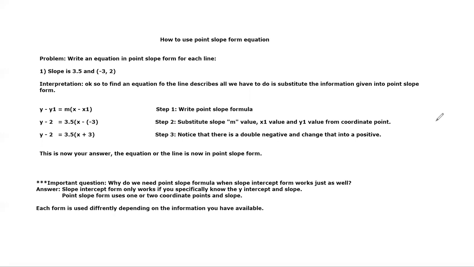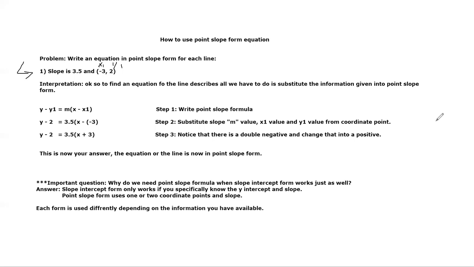Okay. Problem: write an equation in point slope form for each line. The problem that we have right here, the slope is 3.5 and the coordinate point is -3, 2. Before I do anything else, I'm going to just really quickly label these for my own sanity, because otherwise I forget. We have x1 and y1. How do I know which one to put? Well, I only have one coordinate point, so I'm only going to put x1, y1. I'm not going to label them x and y, and there's a reason why I'm not going to label them x and y.